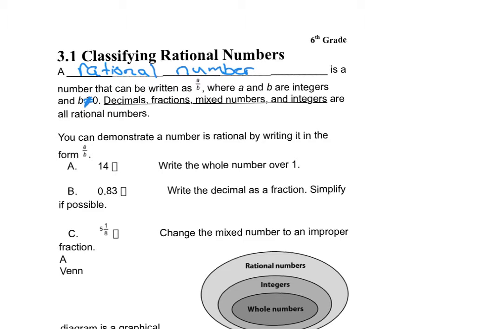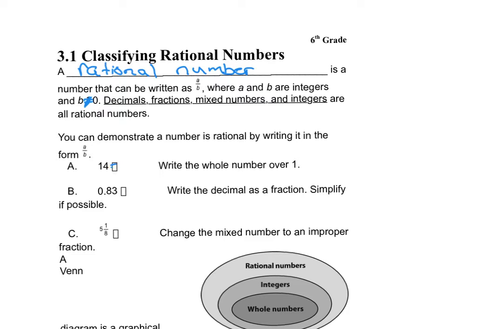That is a cannot equal symbol. An equal sign with a line through it means b cannot equal 0. They can be decimals, fractions, mixed numbers, and integers are all rational numbers. So you can demonstrate a number is rational by writing it in the a over b form.